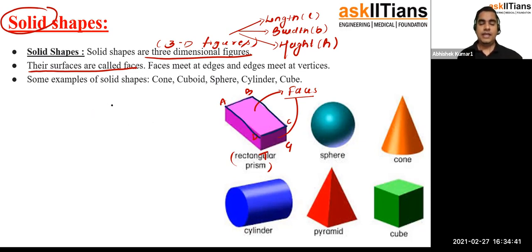Okay. So let me take an example of a cuboid, for example. In the case of a cuboid, I'm going to discuss the total number of faces, what are faces, the total number of edges, what are edges as well, and what are vertices. I'm going to discuss all of them. So let me draw a cuboid first.